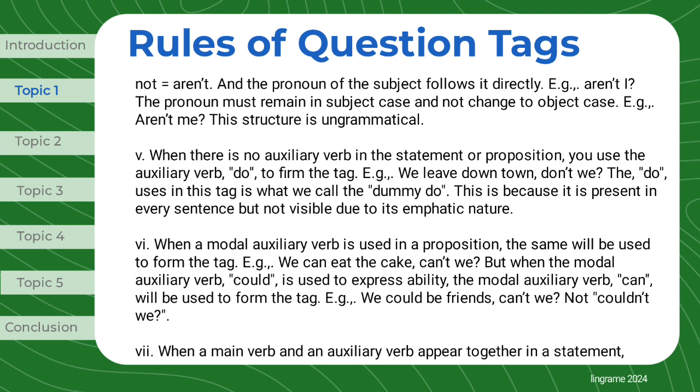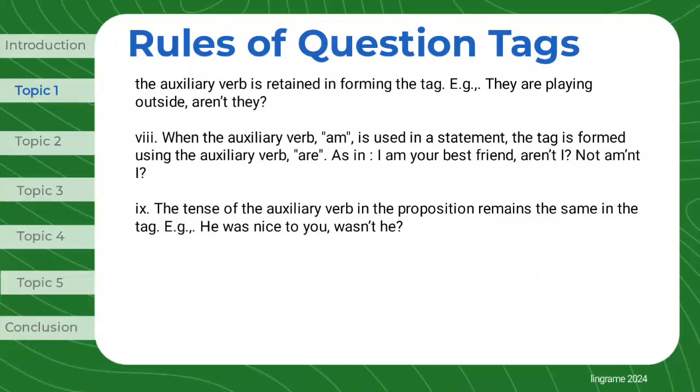When a modal auxiliary verb is used in a proposition, the same will be used to form the tag. For example, we can eat the cake, can't we? But when the modal auxiliary verb, could, is used to express ability, the modal auxiliary verb, can, will be used to form the tag. For example, we could be friends, can't we? Not couldn't we? When a main verb and an auxiliary verb appear together in a statement, the auxiliary verb is retained in forming the tag.